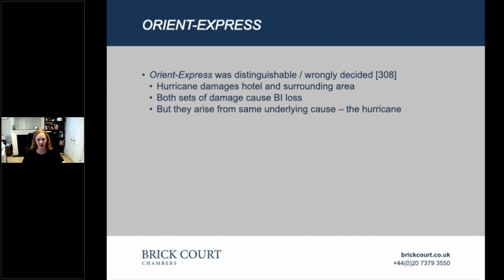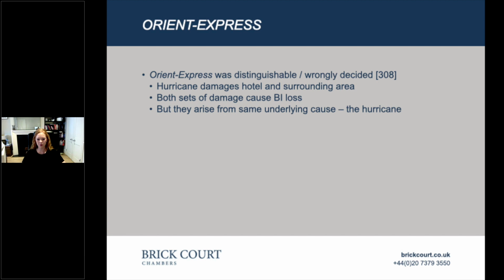ORIENT-EXPRESS is a well-known case, but it concerned a hotel in New Orleans that was damaged by Hurricanes Katrina and Rita. Its insurance policy only provided coverage for physical damage to the hotel. It did not provide coverage for the damage to the wider city. So the High Court said, had the insured peril, the actual damage to the hotel, not occurred, loss would still have been suffered due to the surrounding devastation and the dearth of tourists.